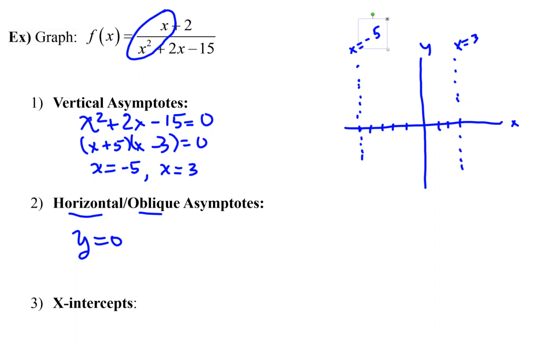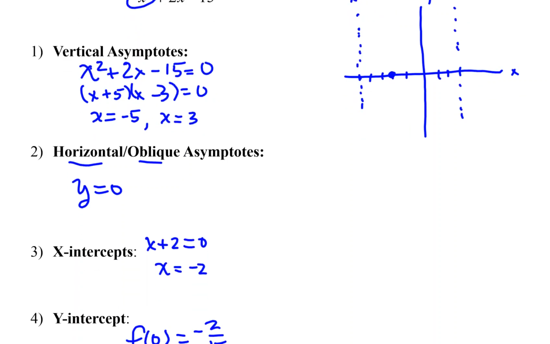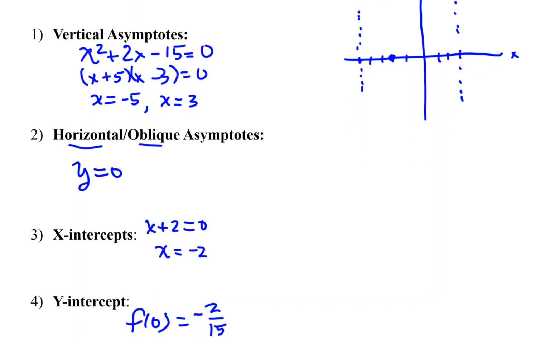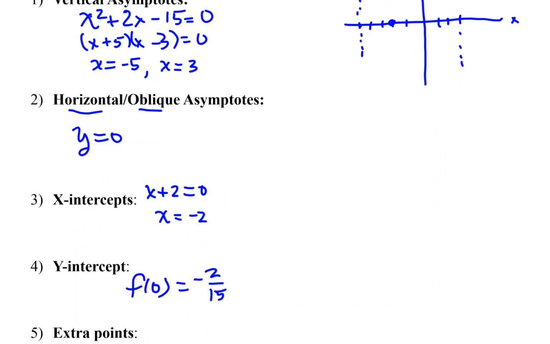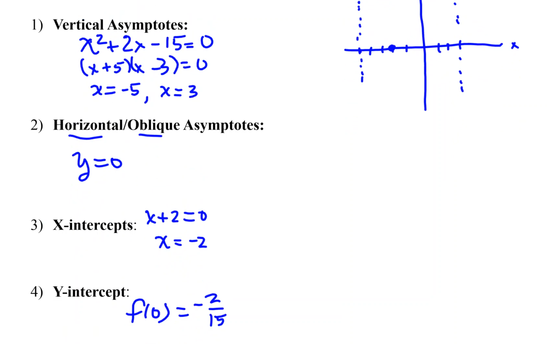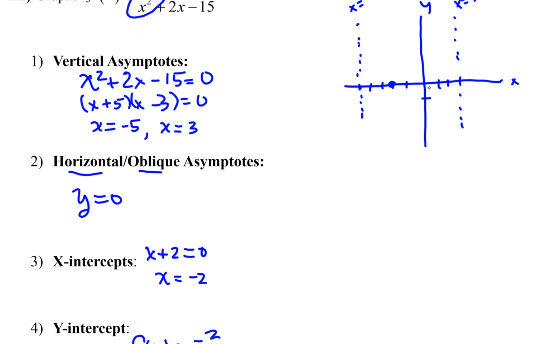The next thing is the x-intercepts. That's what makes the numerator equal to 0. So x equals -2. So right here at -2, I'm going to be crossing over the axis. Then I want the y-intercept. So the y-intercept is going to be f of 0, and if I plug that in up here, my x's cancel, and I get -2/15. So on the y-axis back up here, if this is 1, then it's going to be crossing really close to the x-axis there.